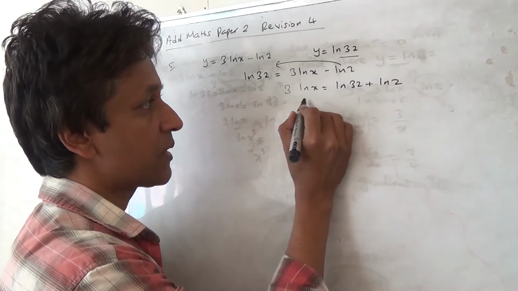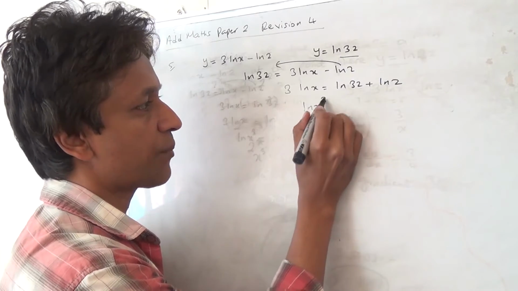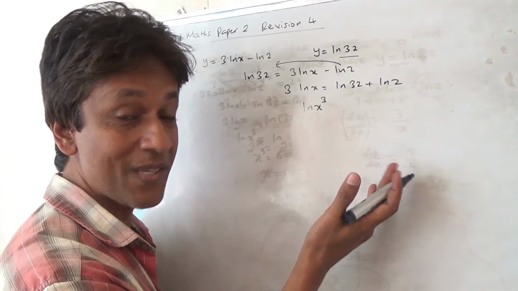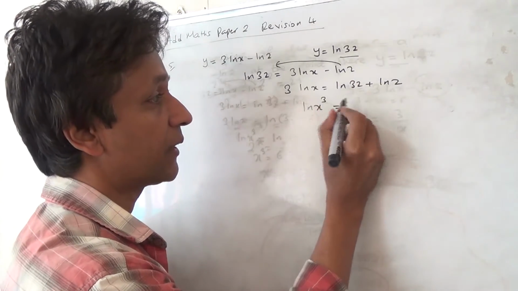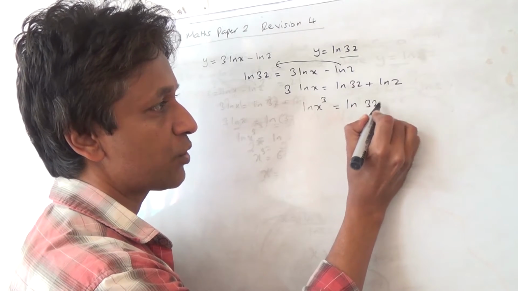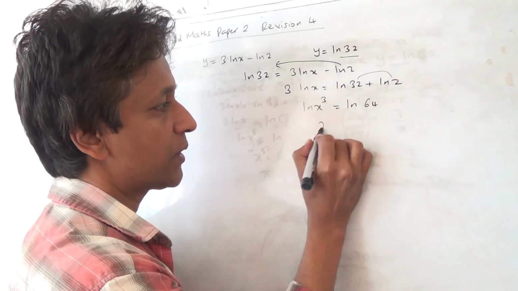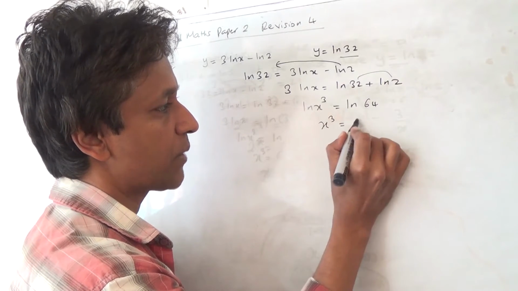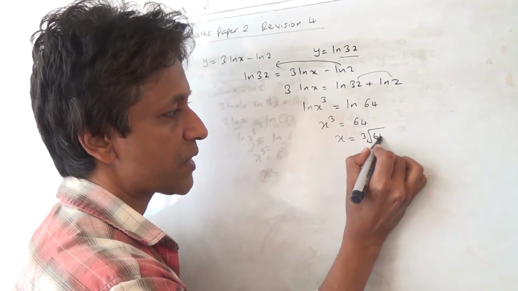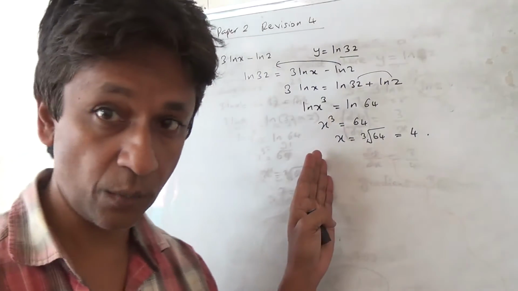So you add these, and that's going to give us ln x to the power of 3. The coefficient becomes the power. We're dealing with logarithms. I'm sure you're very familiar with this. And of course, when you have addition, you have to multiply. So 32 times 2 is going to be 64. Therefore, x cubed is going to be equal to 64, and x is going to be the cube root of 64, and that's going to give us 4. Now, from here, we're ready to go.